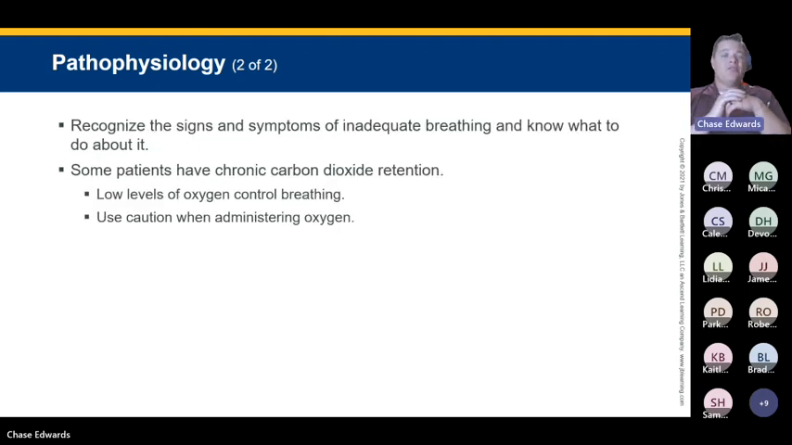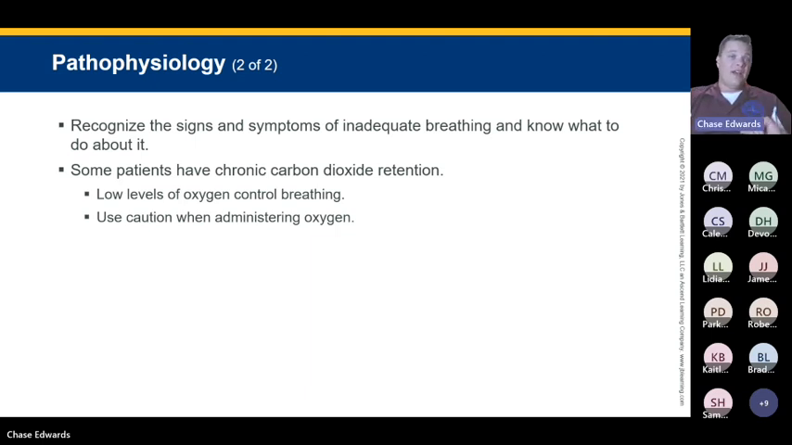All right, so as an EMT, you have to be able to recognize the signs and symptoms of inadequate breathing and know what to do about it. All right, recognize the signs and symptoms of inadequate breathing. Carbon dioxide retention and hypoxic drive is something else you have to be able to recognize. All right, so your patients will sometimes have an elevated level of carbon dioxide in their arterial blood. So if levels remain elevated for a period of years, the respiratory center in the brain may not function properly.